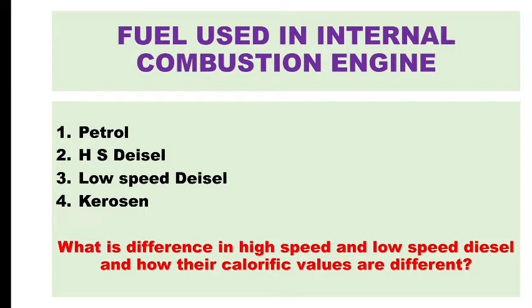So the very common fuels used in our tractor are: first one is petrol, second one is high speed diesel, third one is low speed diesel, and last one is kerosene. So guys, here high speed diesel and low speed diesel are differentiated categories of diesel. So one question for you guys, just comment in the comment section, what is the difference between high speed and low speed diesel and how their calorific values are different.